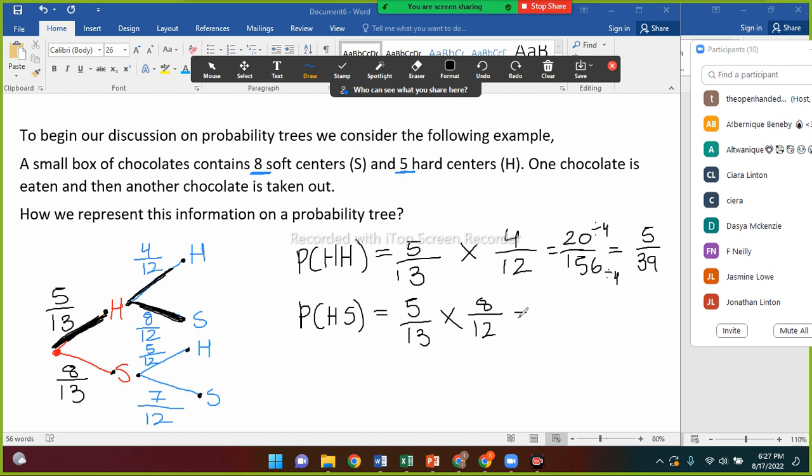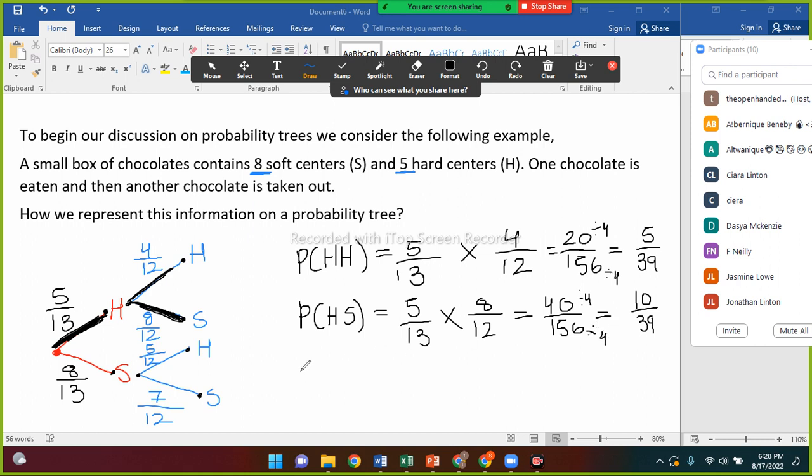This is going to be 5 times 8, which is 40, over 156, which is going to be equal to 10 over 39, because if I divide the top by 4 and the bottom by 4.